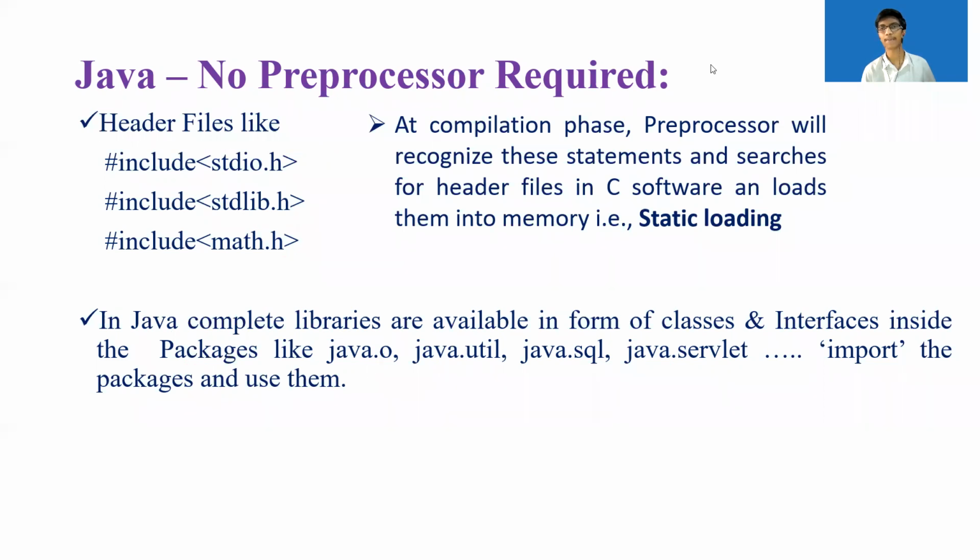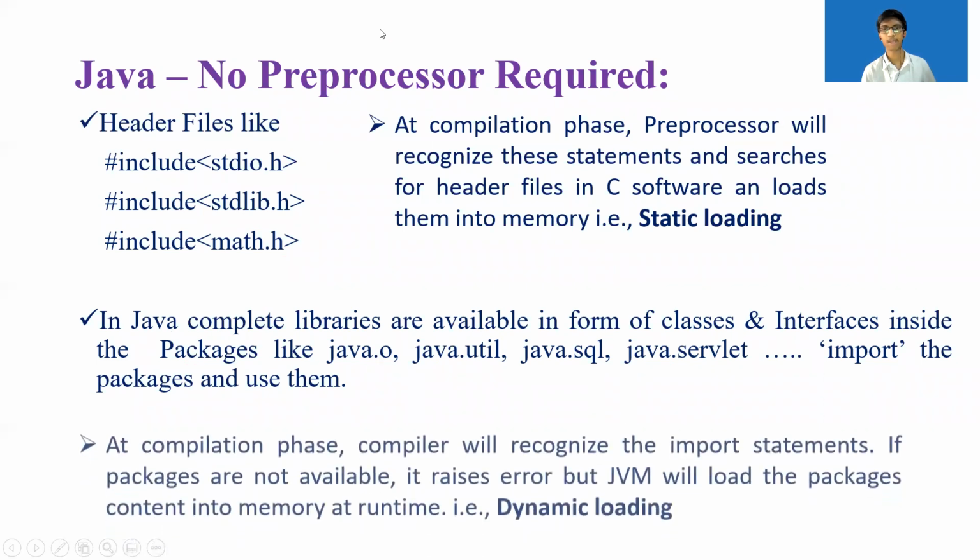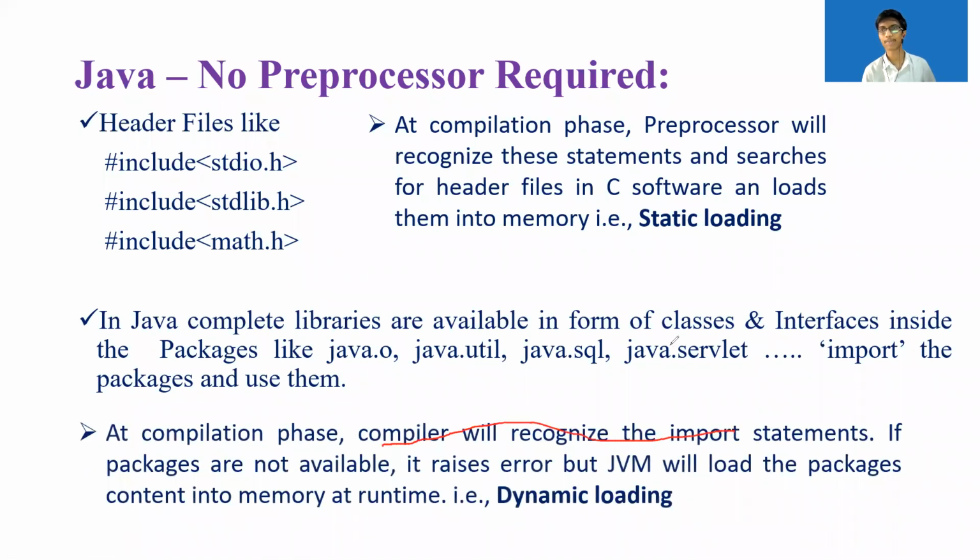Now see what is happening. At the compilation phase, the compiler will recognize the import statements and check whether the particular package is available or not. That's it. It doesn't load at the compilation phase. When the package is not available, it raises an error. When the package is available, it's fine, and the JVM will take the responsibility to load the package's content into memory at runtime. It will be loaded dynamically at runtime. The memory allocation is done then, so that's why we call it dynamic loading.